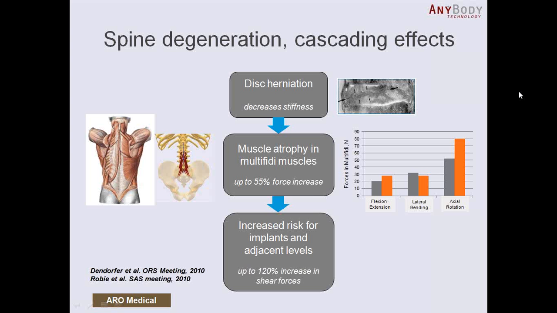As illustrated in the bar chart on the right, the worst increase in muscle load was observed during axial rotation. Therefore, if weakened multifidi muscles destabilize the spine in axial rotation, this could be an important consideration for implant design to treat disc hernia.